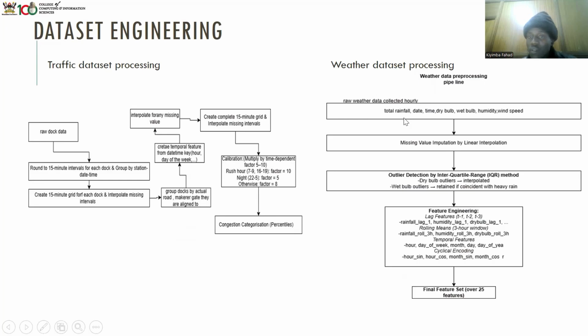With the weather data pre-processing, here what we did is get the total rainfall, the date, the dry bulb, humidity, and wind speed. Then we interpolated the missing values and identified the outliers using the interquartile range method. You get the point? So we did more feature engineering by adding more features, time lags, rollings, and so on, to make our data feature rich for the model to learn on.